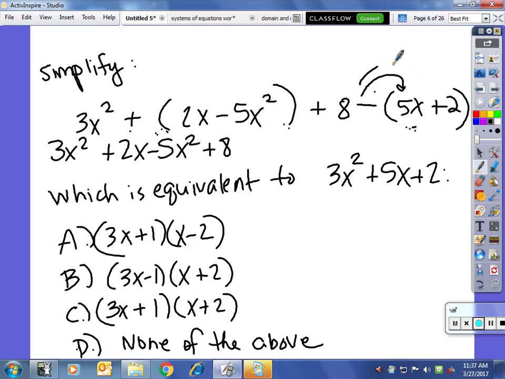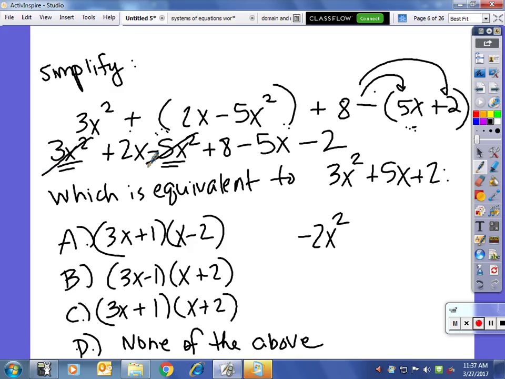Now this is definitely going to change everything that comes after it. So my next term would be minus 5x and then what? Minus 2. And now it's just a matter of like terms. What's the total of my x squareds? I've got negative 2x squareds, minus 3x. Good. Those are done now.